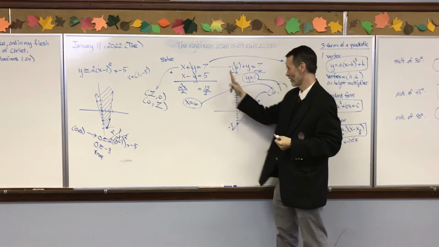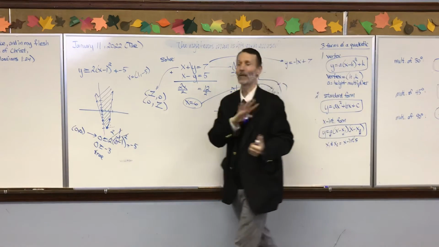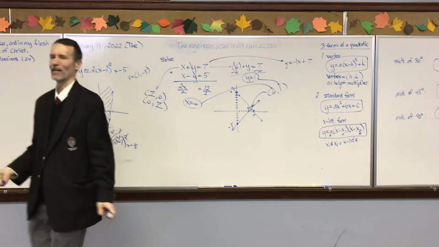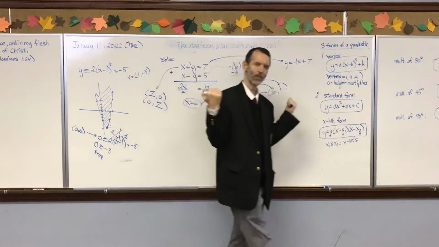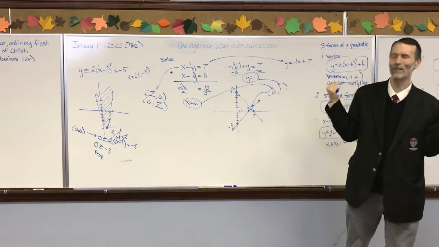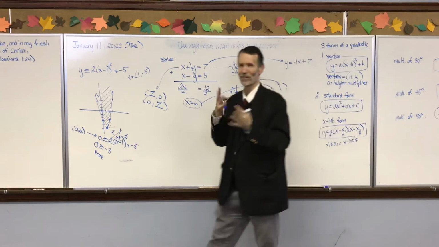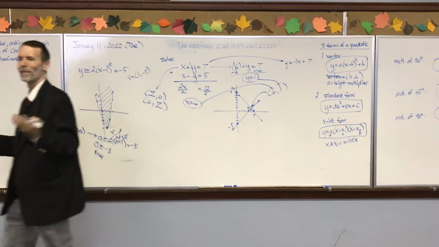So this works with any graph, whether it's a line or not a line. I could have two parabolas and then do this trick, and I can find out where the two parabolas cross. It can get complicated because two parabolas could cross as many as 4 different places. Does that kind of make sense?